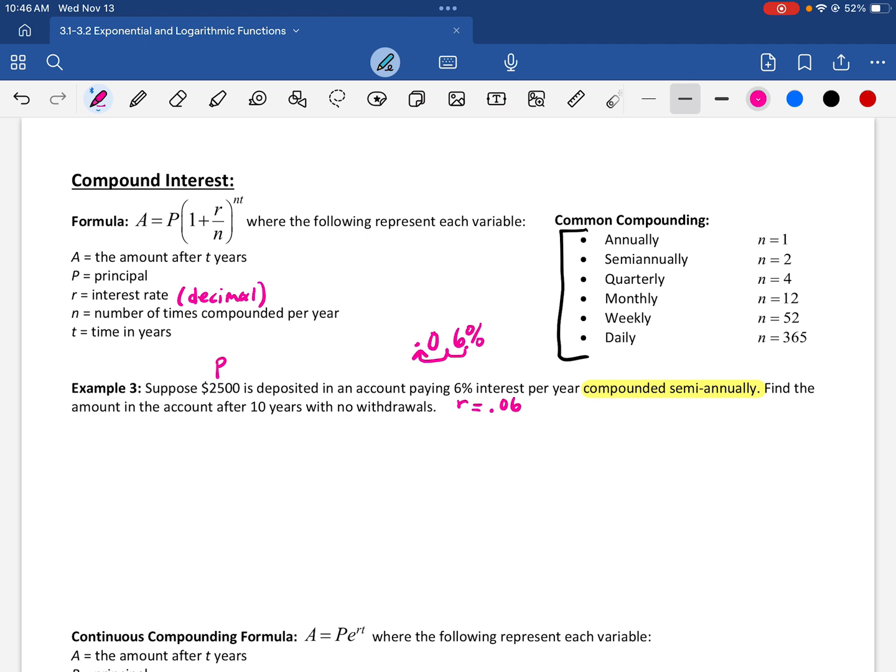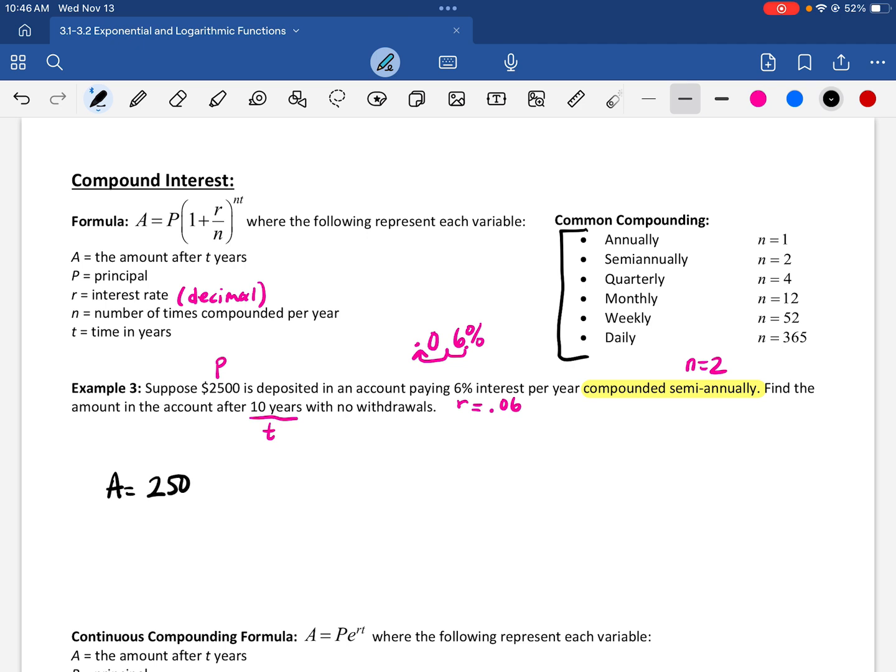It says compounded semi-annually, so looking here at this list of possible values, this tells me that N is going to be equal to 2, and we are trying to figure out how much is going to be in that account after 10 years, and that is going to be our T. So let's plug all this information in. So we're trying to figure out A.